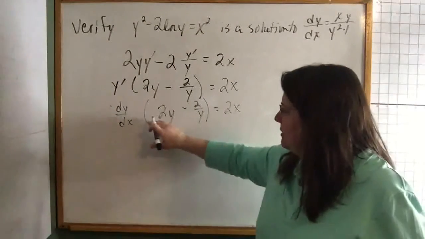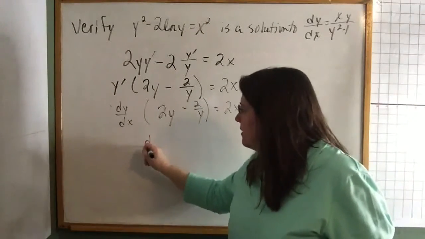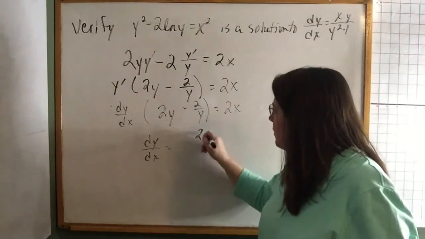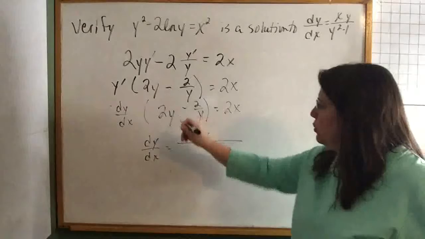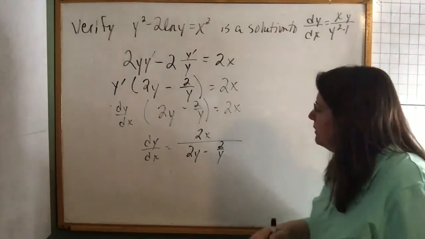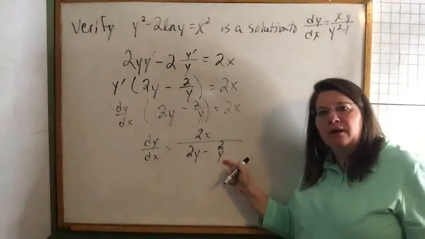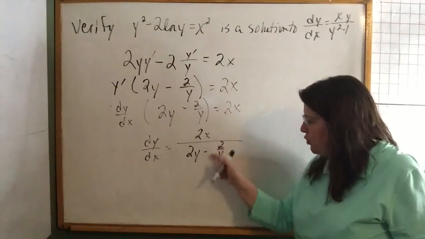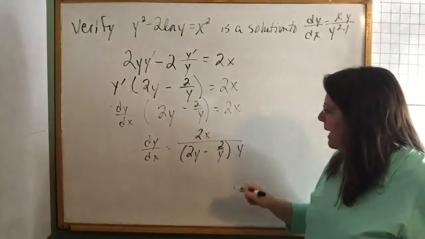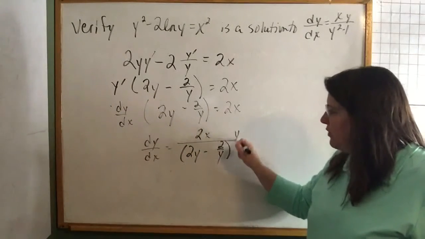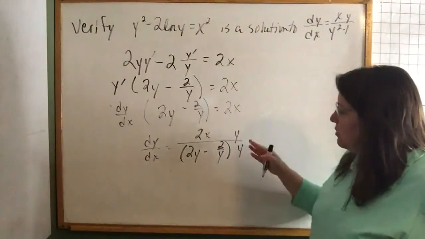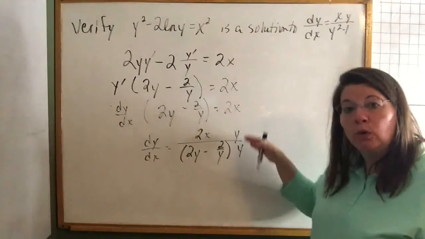If I divide by everything that's not dy over dx, I will have 2x over 2y minus 2 over y. Now, I think I want to get rid of the y on the denominator of this 2 over y. So what I'm going to do is multiply the bottom by y, and if I do that on the bottom, I have to do the same thing on the top to keep it equivalent. I can't change the value of what I've got. So I'm multiplying by y over y, or 1.